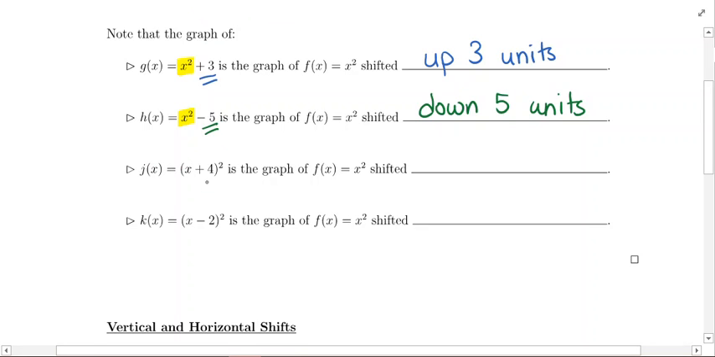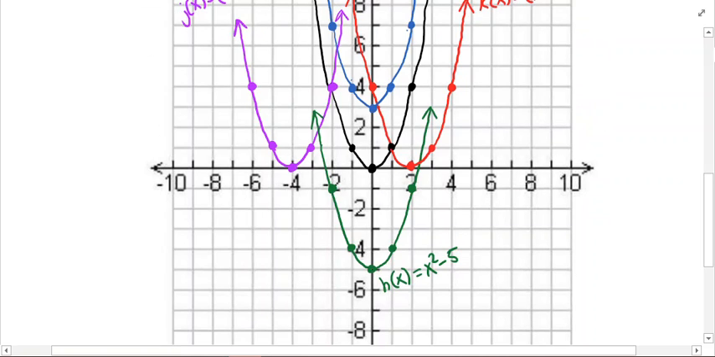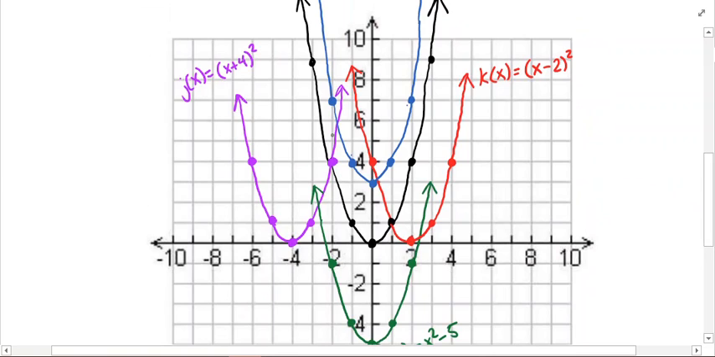Now we're going to compare j of x equals x plus 4 quantity squared. How does that compare to the original function? j of x is going to be the graph that I have in purple. Again, we've got two parabolas here. It's basically the same black shape that's just been moved around. Compare the vertices. Where did the vertex of the black graph go? The point 0, 0 has been transformed. The vertex of the purple graph is at the point negative 4, 0. So basically we went 1, 2, 3, 4 units to the left.